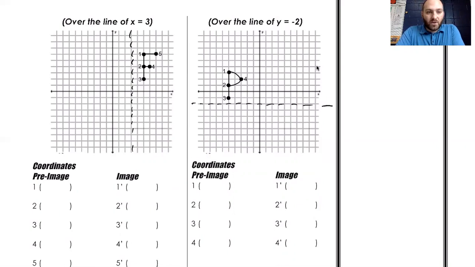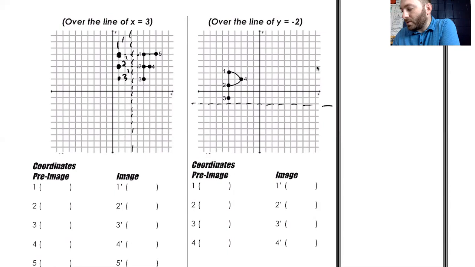Okay? So again, just like before, the distance from the point to the line of reflection is the same as to the other image. So for every one of these cases, I'm going to count. So for 1, it's 2 spots away. So I'm going to go 2 spots here for 1 prime. So 2 is 2 spots away. So 2 prime is here. And then 3 is 2 spots away. So 3 prime is there.